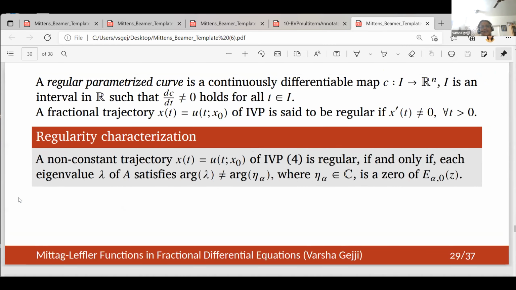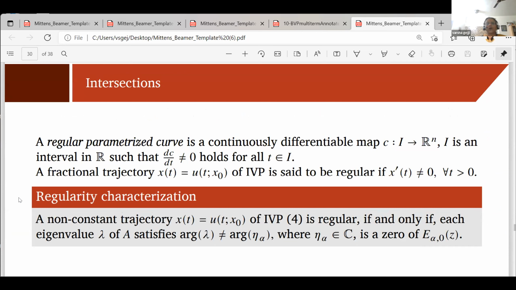So let me just put on record the formal definition. A regular parameterized curve is a continuously differentiable map from I to R^n. So we are in the n-dimensional situation. And when you say continuous curve, when it is regular, the total derivative is not zero. And a fractional trajectory is said to be regular if x prime(t), so x prime means dx/dt, is not zero for all t.